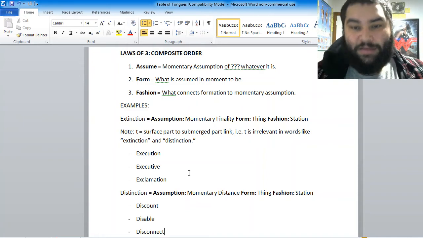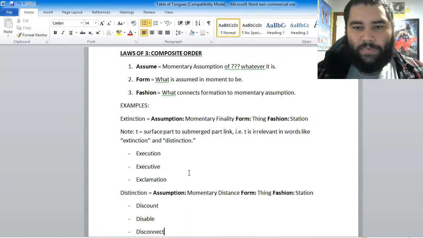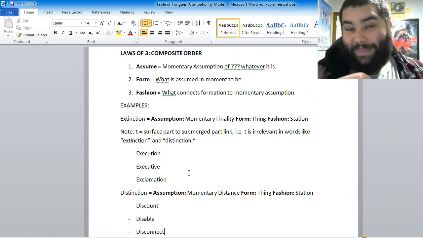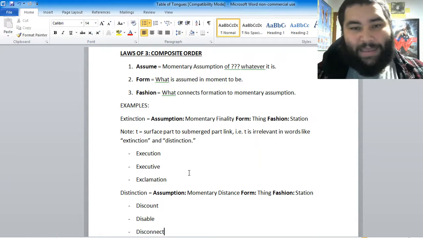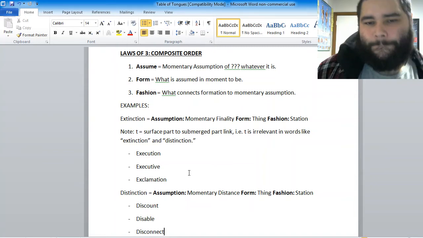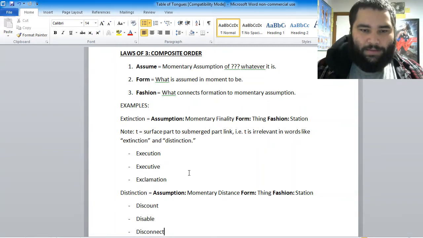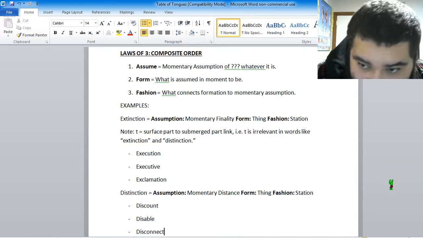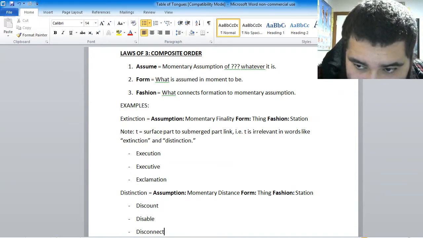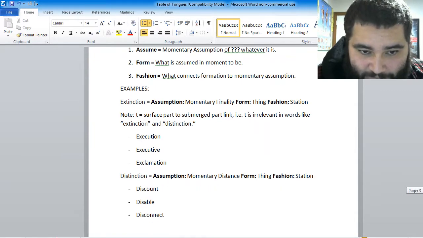It is the context that has the thing behaving to it, so being possessed by it, right? So in frame, the thing has ended. So that's extinction. And the other example for the laws of three is distinction.